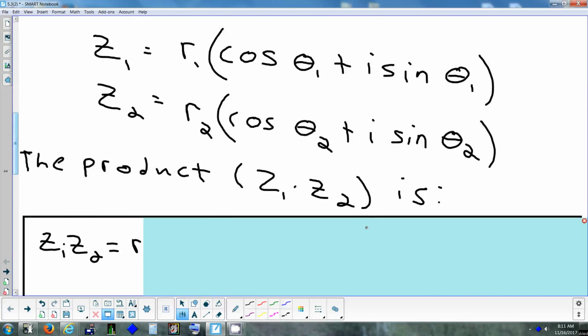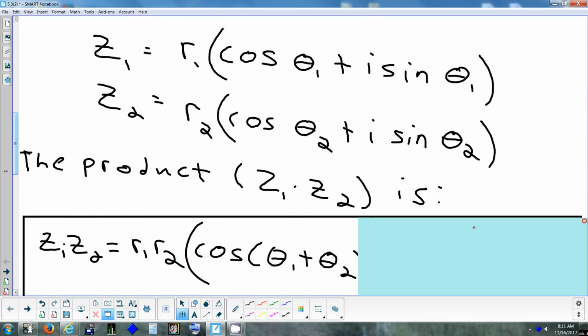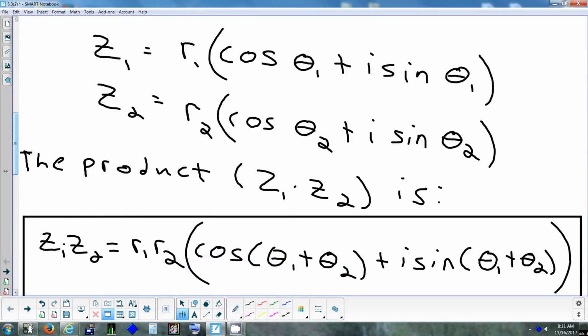So the product of Z1 and Z2. First thing you want to do is take R1 and R2 and multiply them together. Whatever R1 is, whatever R2 is, multiply them together, and that's going to be the radius in the final answer. The second thing you have to do is take θ1 and θ2 and add them together. And that's it. So to get your answer when you multiply two complex numbers in polar, multiply R1 and R2, that's your radius, add θ1 and θ2, that will be your angle.